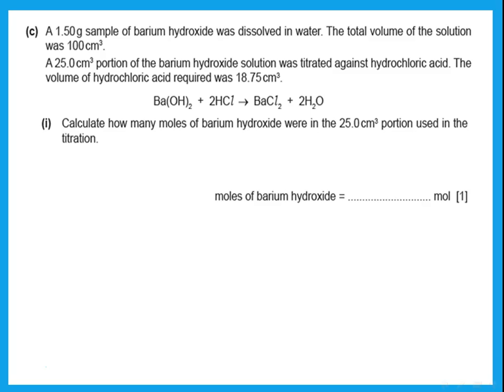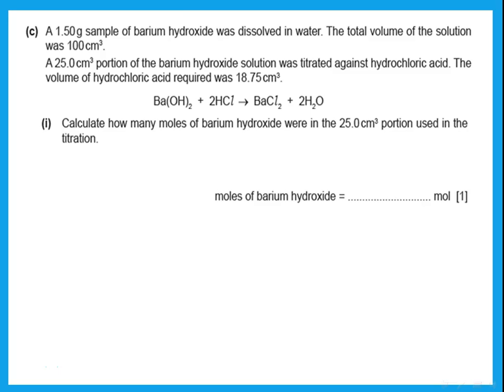Following? Getting easier? Okay. A 1.5 gram sample of barium hydroxide is dissolved in water. The total volume of the solution was 100 cm³. Then he took 25 cm³ of this solution and titrated it against hydrochloric acid. So the 25 cm³ portion that he took was taken from a solution that had 1.5 grams in 100 cm³. The volume of hydrochloric acid required in the titration was 18.75 cm³. So calculate how many moles of barium hydroxide were in the 25 cm³ portion used in the titration.